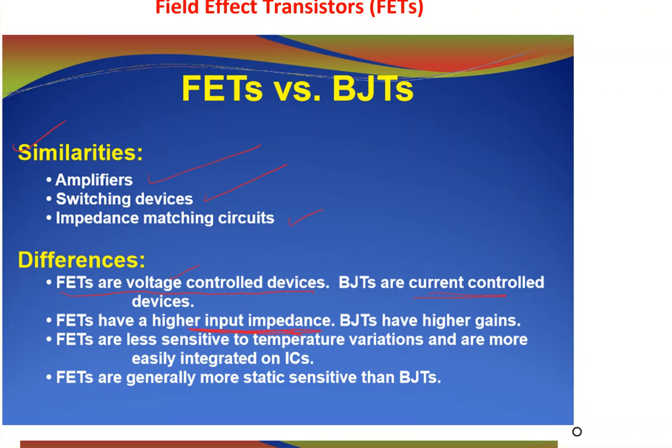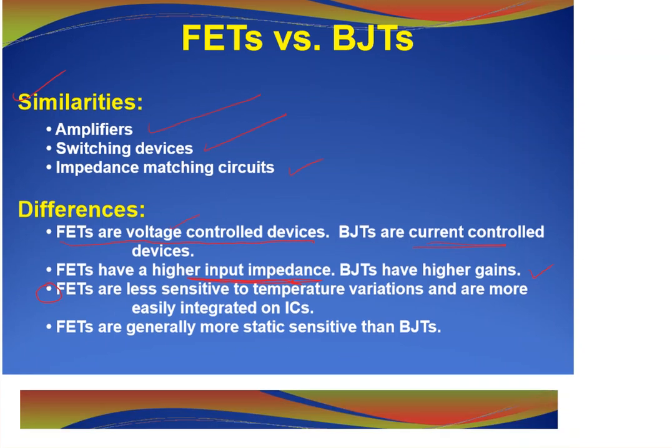On the other hand, bipolar junction transistors have higher gains. The field effect transistors are less sensitive to temperature variations and are more easily integrated on ICs, and this is one very important feature: no matter how much the temperature is varied, the operation and the functionality of the field effect transistor will not be changed. And finally, field effect transistors are generally more static sensitive than the bipolar junction transistors.